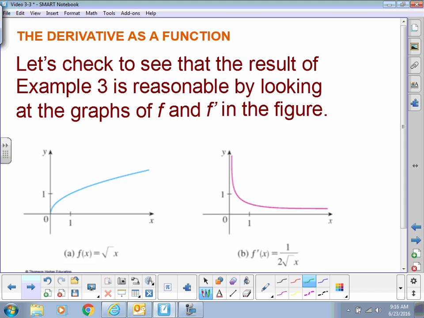And here's a picture of that. Notice in our original, we have positive slopes always. And notice in our derivative graph, we have positive y values always. So that makes sense.